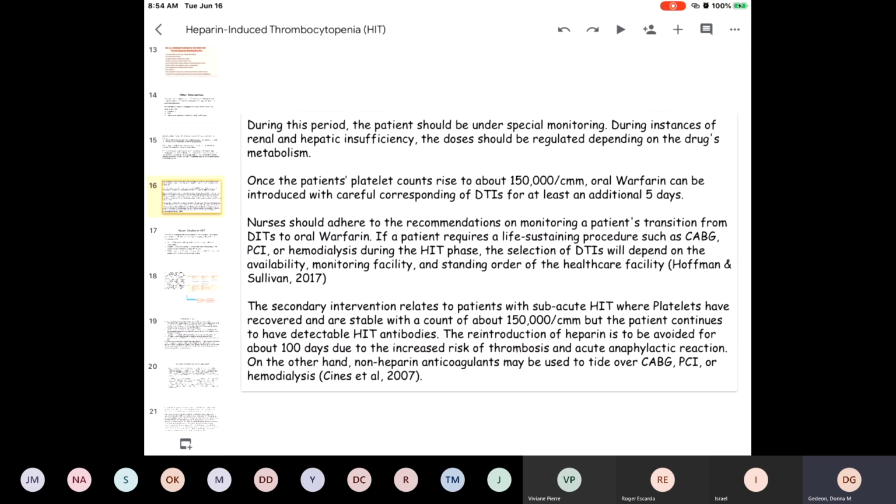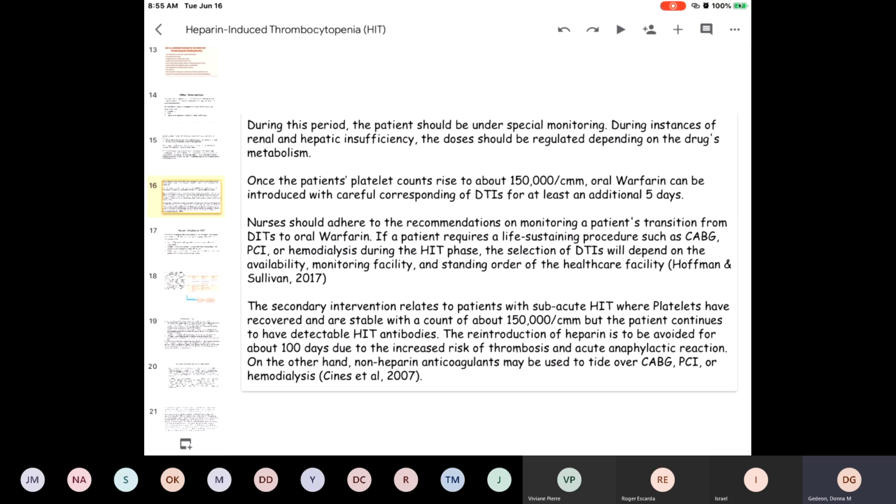Once the patient's platelet count rises to about 150,000, oral warfarin can be introduced with careful overlapping of DTIs for at least an additional 5 days. The nurse should adhere to the recommendations on monitoring the patient's transition from DTIs to oral warfarin.